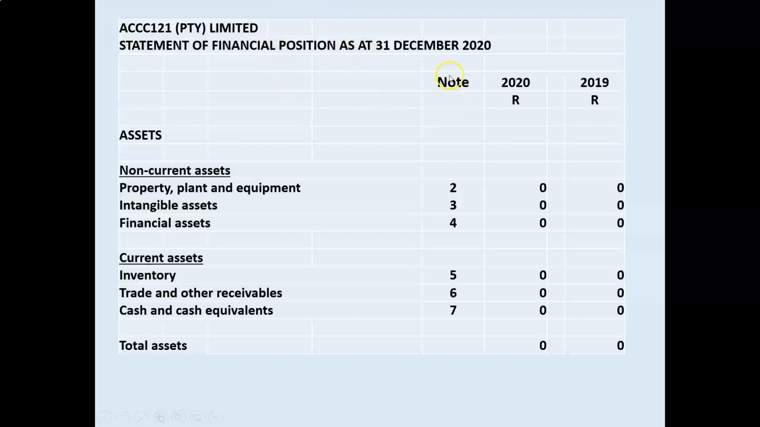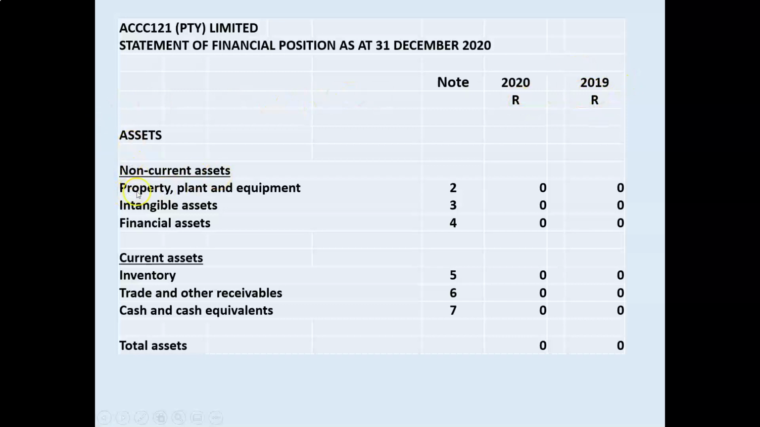Good. Then a subheading, notes. Now that refers to the note number of the item, which is better explained. So if we look at non-current assets, property, plant and equipment, the IAS 16 note, the number of that note is going to be note number 2. Right, so here subheading note, 2020 rands. The denomination, currency, very important. So we're going to show all our figures to the nearest rand. And then our comparative figures, 2019 rand.